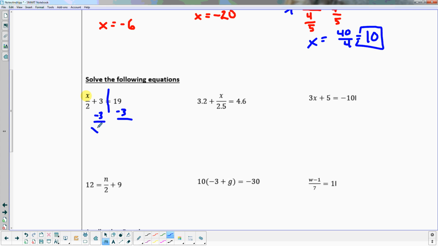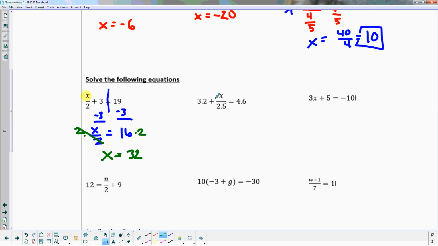And I get x over 2 equals 16. Well, now I've just turned it into a one-step equation where if I multiply by 2 on both sides, I'll cancel out those 2's, and x will be 32. Okay. Not bad. It works.